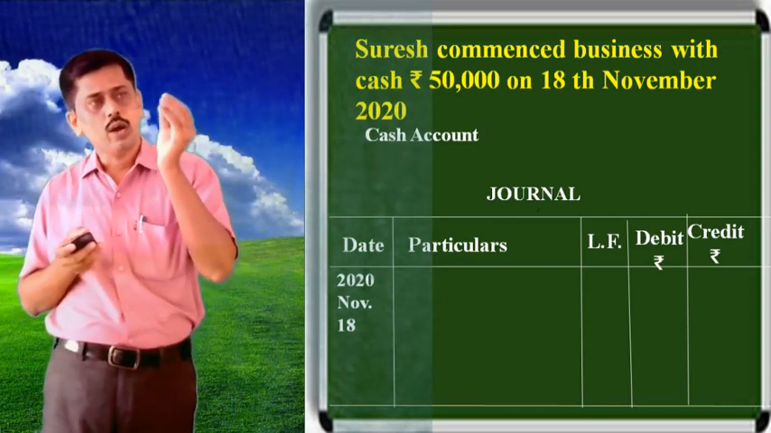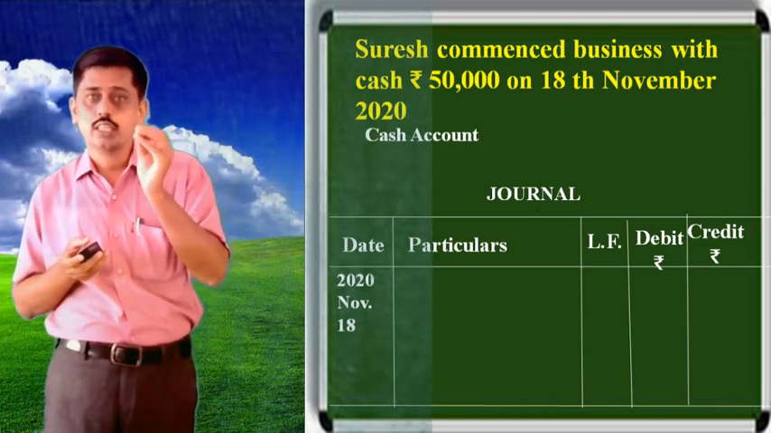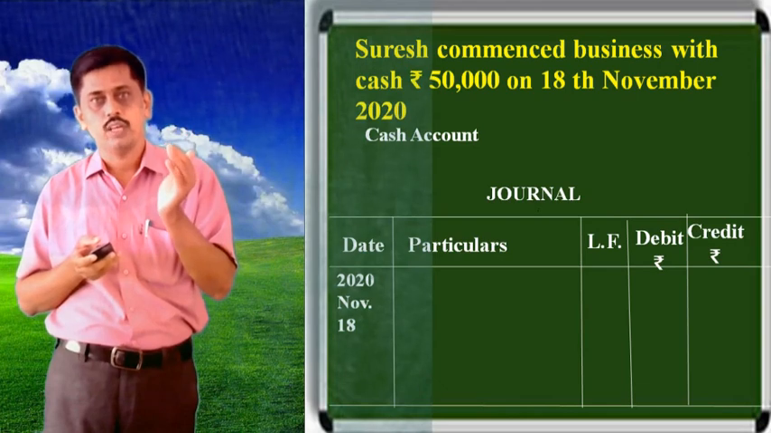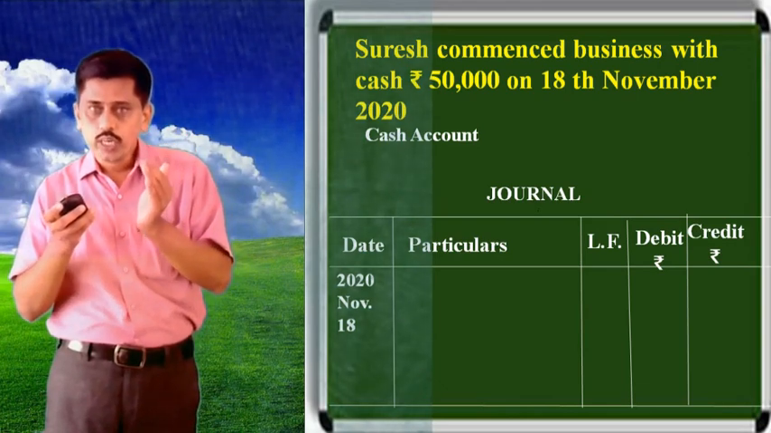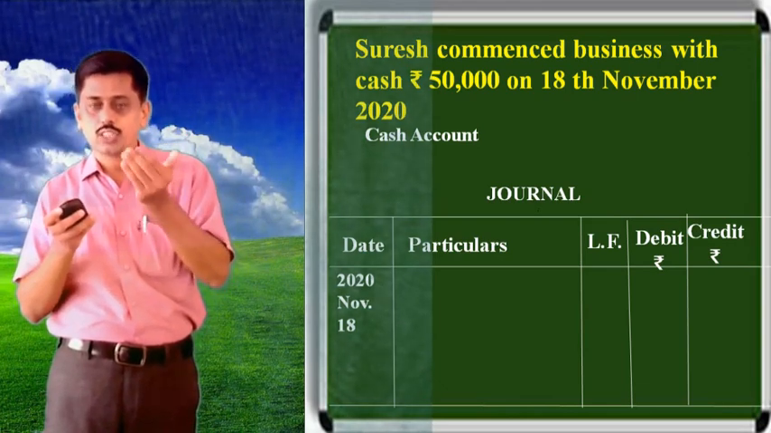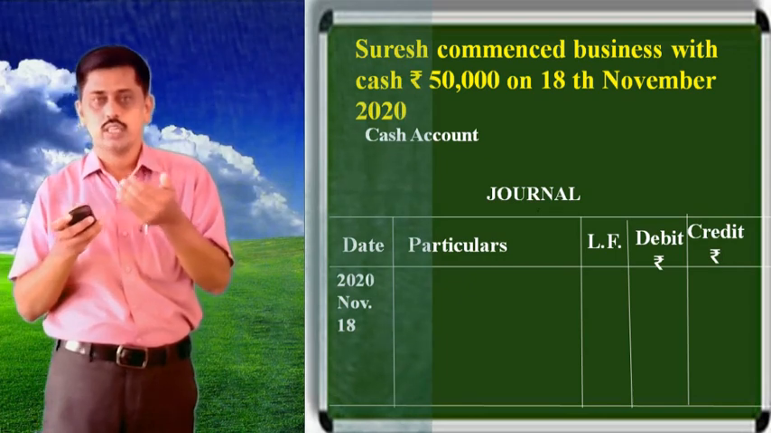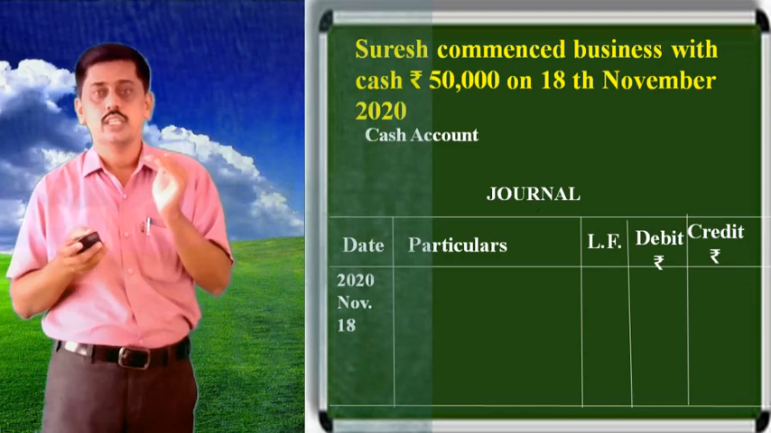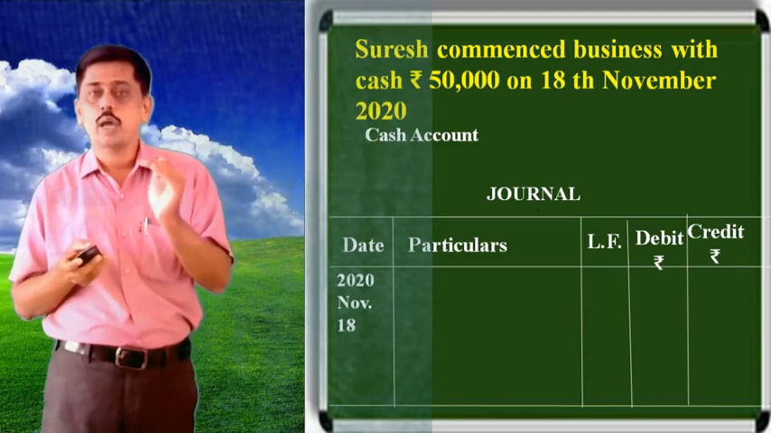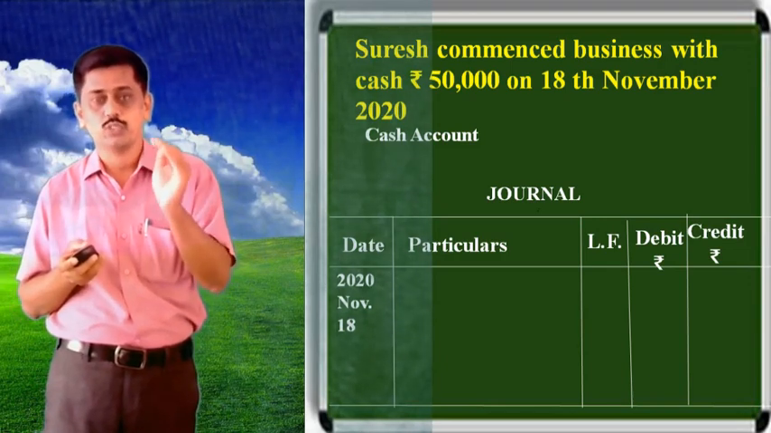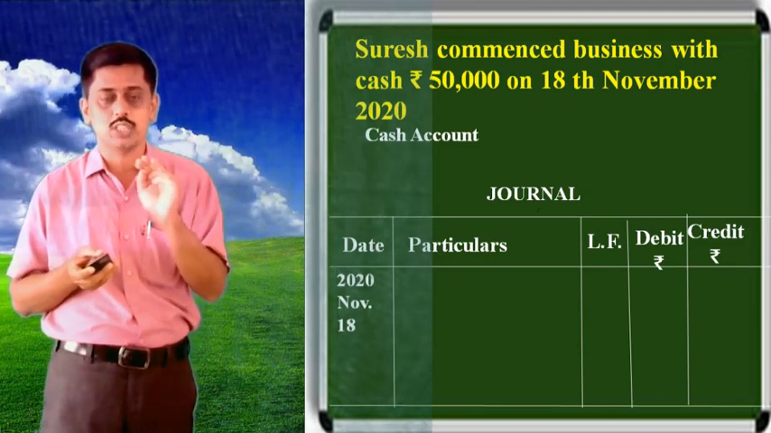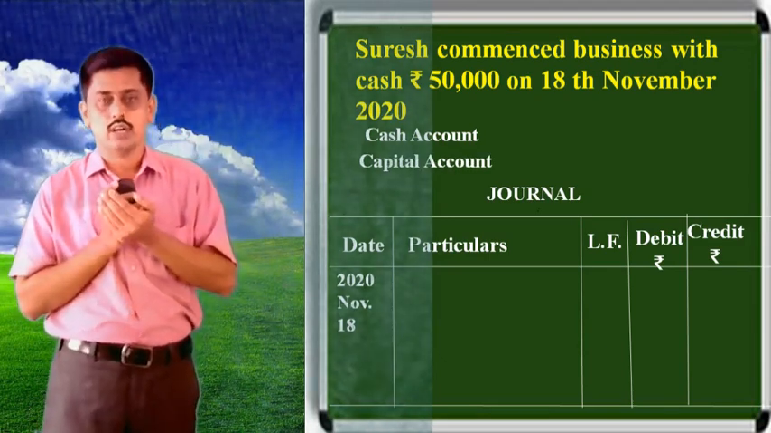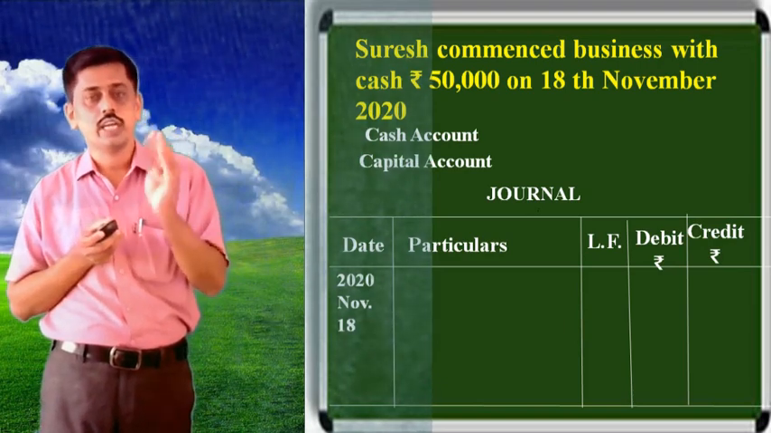And we know every business transaction contains at least two accounts. See, when the owner of the business brings cash or any other asset to start the business, it is called what? It is called capital. You know, the money or money's worth invested by the proprietor into the business is called capital. So two accounts involved here are cash account and capital account.